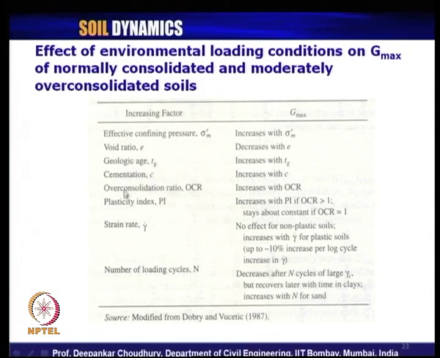So, if that value increases, the G max value increases with PI only if it is an over consolidated soil, but if it is a normally consolidated soil, then plasticity index hardly has much effect on the value of G max. That is what was found out by all these observations made by Dobry and Vucetich in 1987.